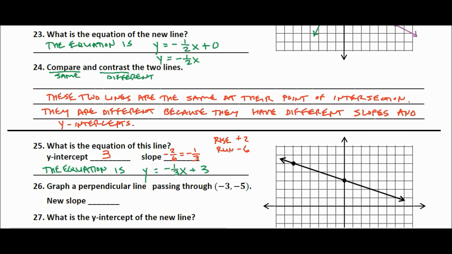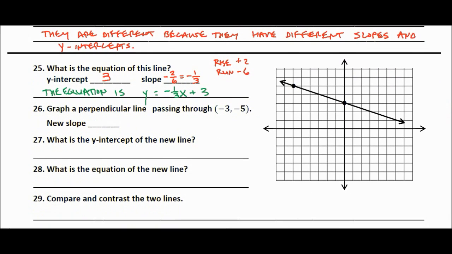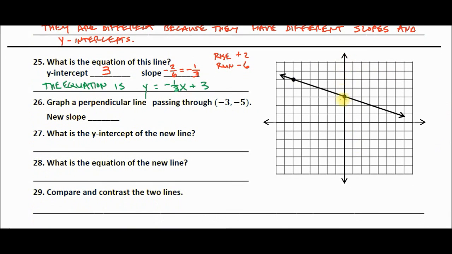Well, let's plot that point first. Negative 3, negative 5. I'll scroll up a little bit. Let's go negative 3 on the x-axis, 1, 2, 3, and negative 5, 1, 2, 3, 4, 5. So there is negative 3, negative 5. I'm going to change that color. Okay, there is our point, negative 3, negative 5.